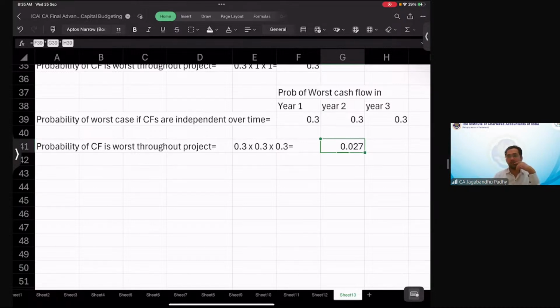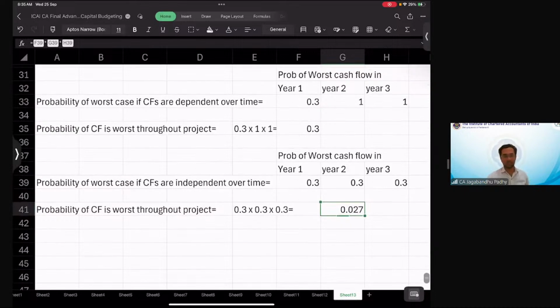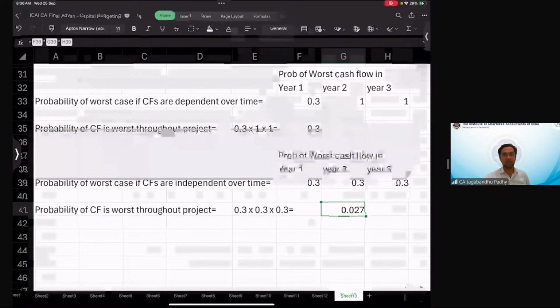Okay. Are these two concepts clear? Statistical concept, but quite interesting. Are we good, guys? Yep. Okay, then let's look at the next question.